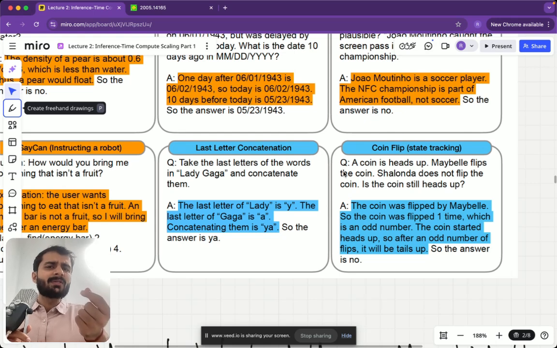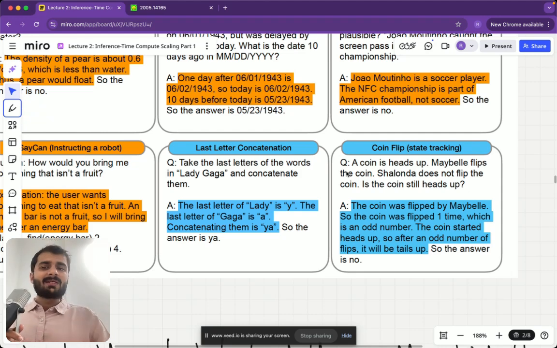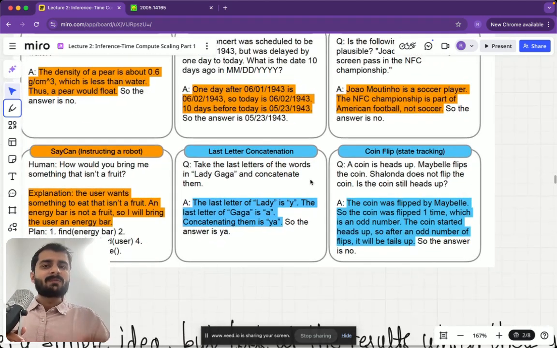And this small nudge actually improves the accuracy of the LLM in complex reasoning tasks dramatically. And that's the reason why this paper has more than 12,000 citations.